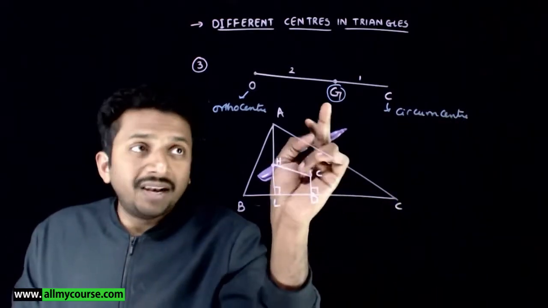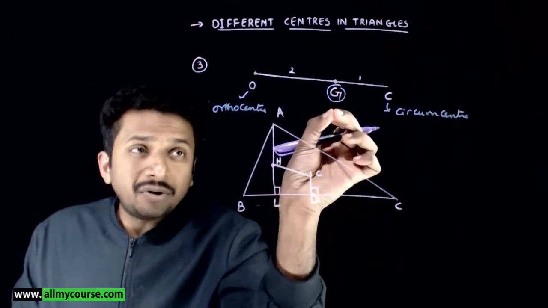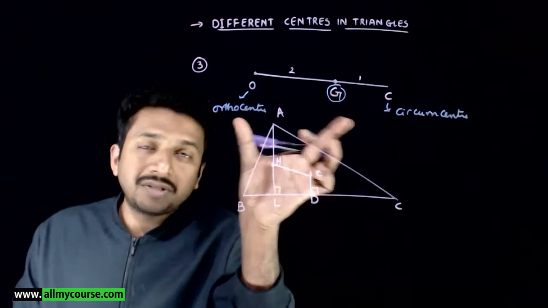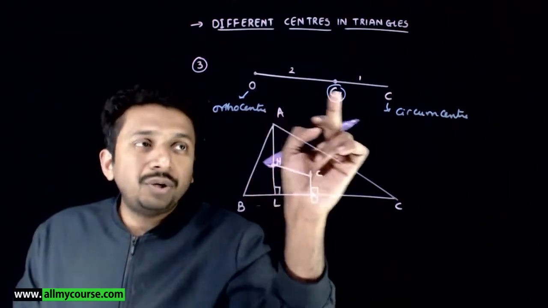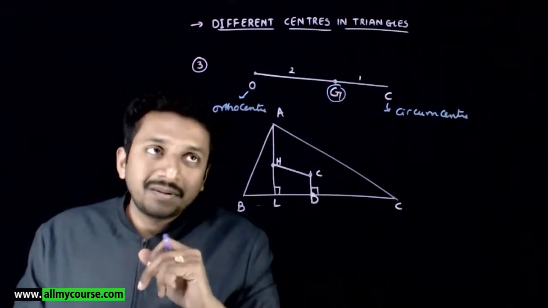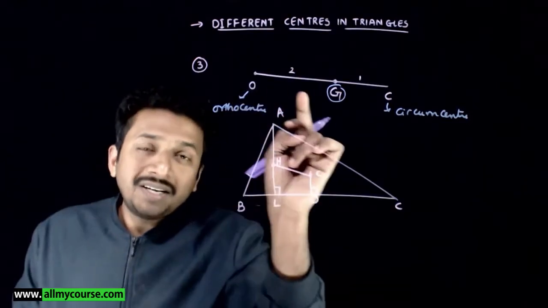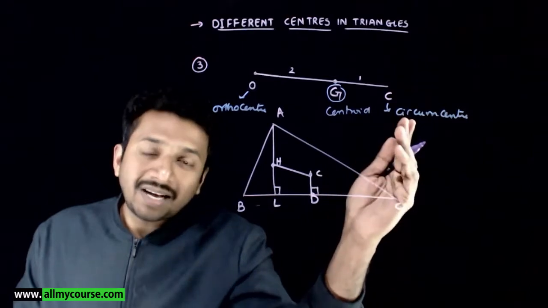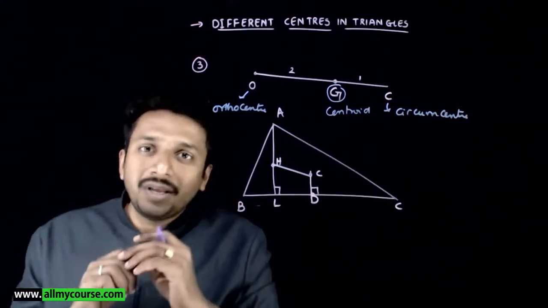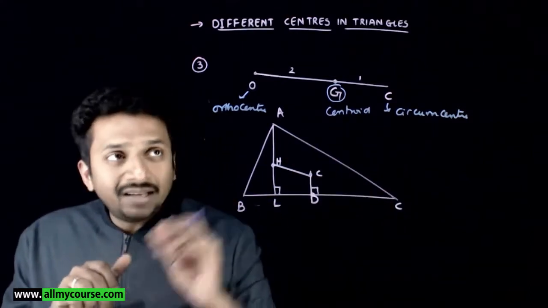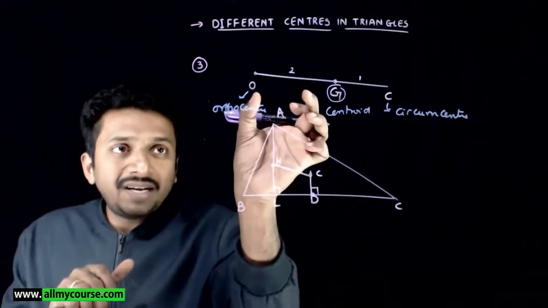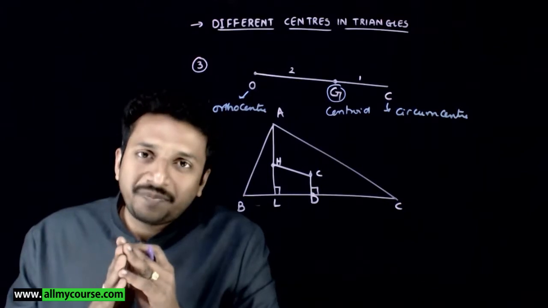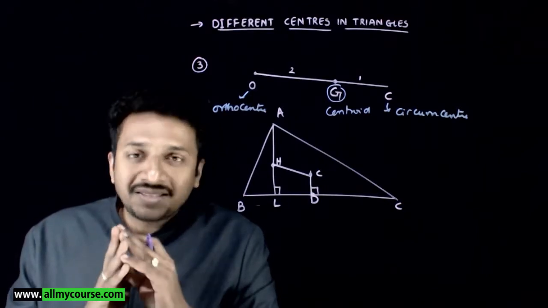In any triangle, the centroid divides the line segment joining the orthocenter and circumcenter in the ratio 2:1. So the orthocenter, the centroid and circumcenter will always be collinear in any triangle, and the centroid divides OC in the ratio 2:1. That's the property.